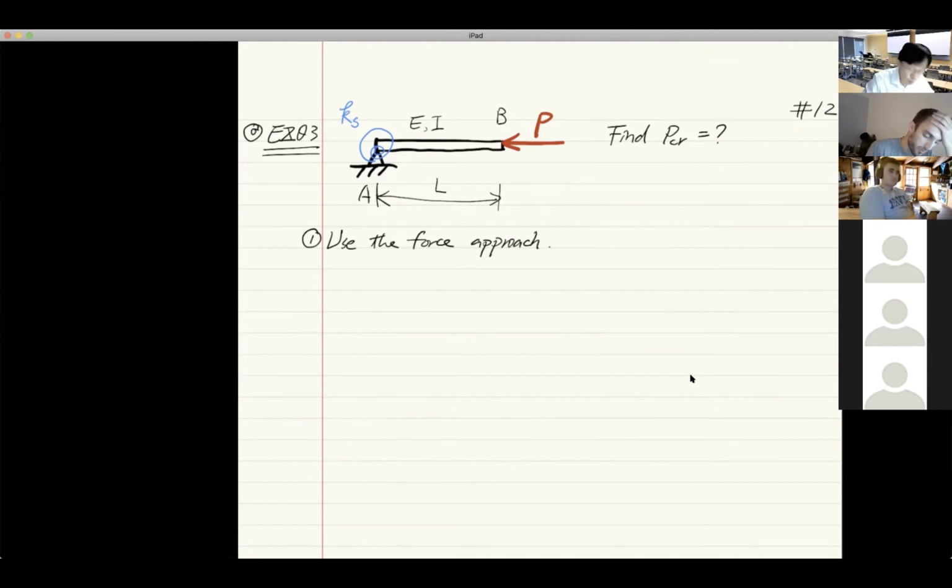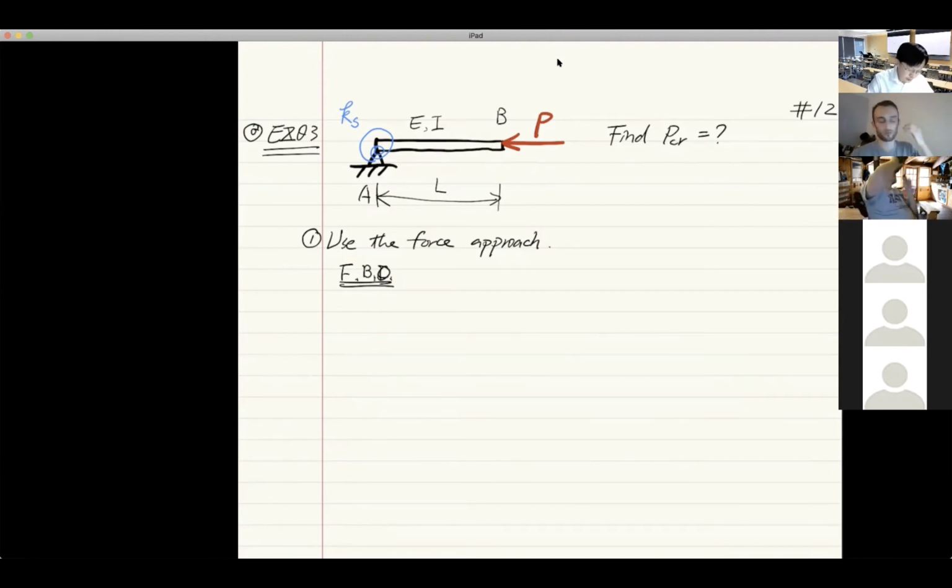In the force approach, what we do is to define the free body diagram of this member. Now, before we continue, we're going to simplify the problem by assuming that this member, AB, is rigid, which means that it will not bend. But because there is a rotational spring, the system is still stable, because the rotational spring will bring this column back to its neutral position.